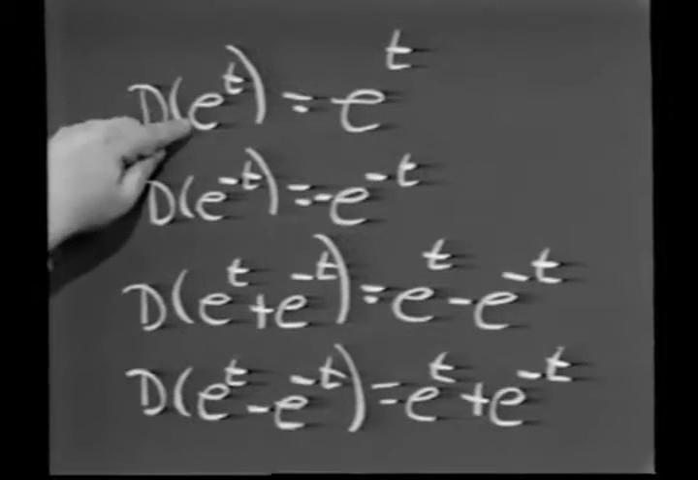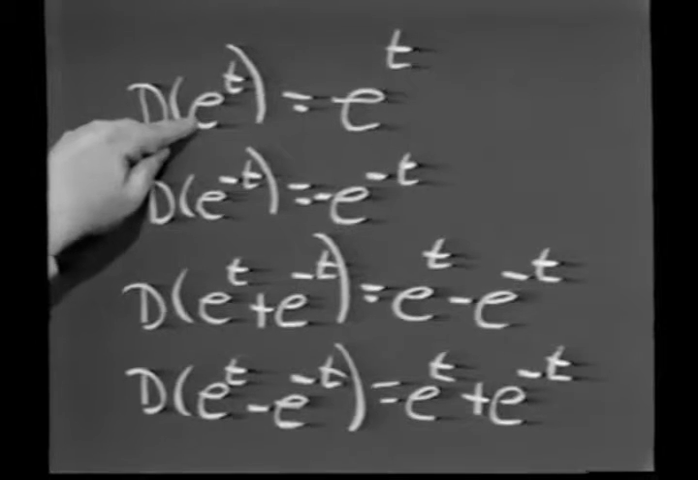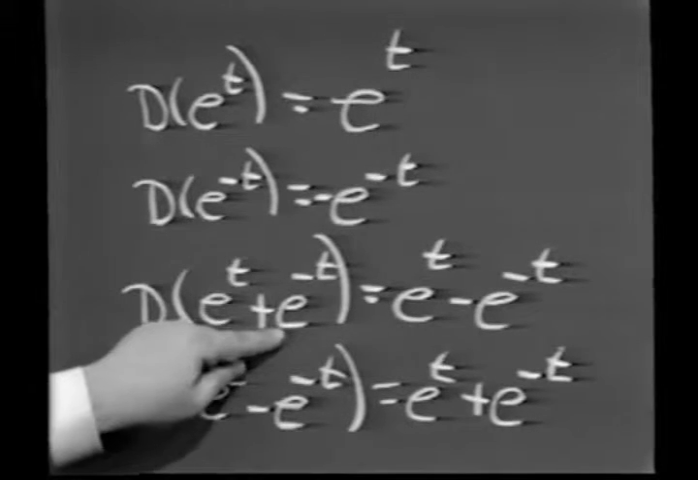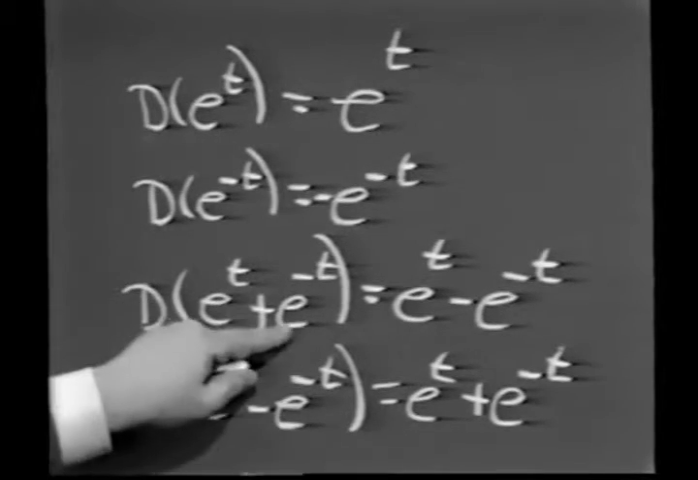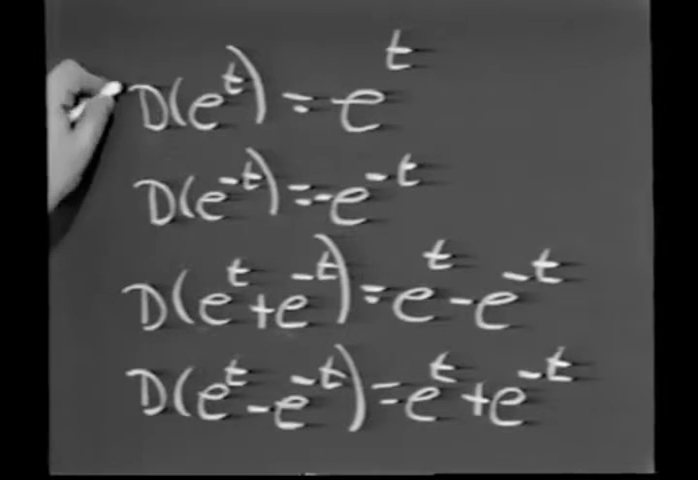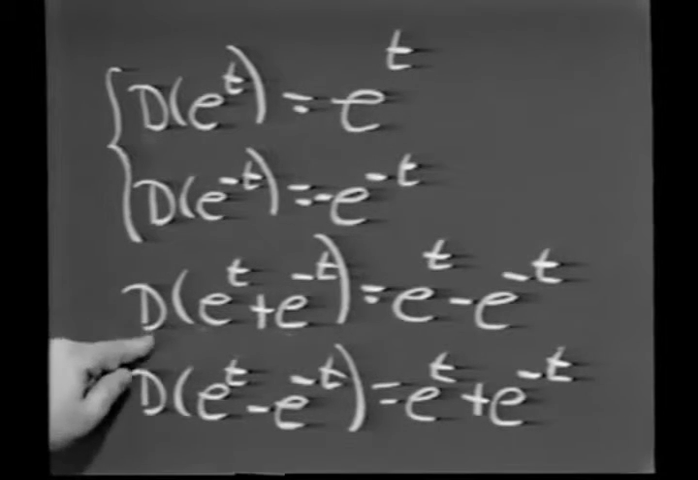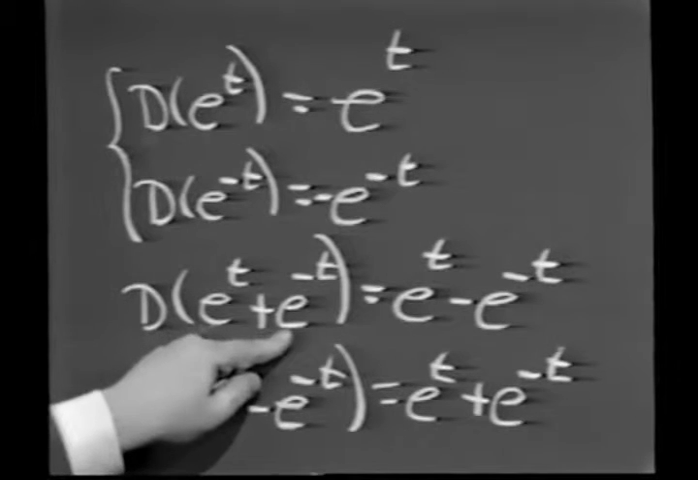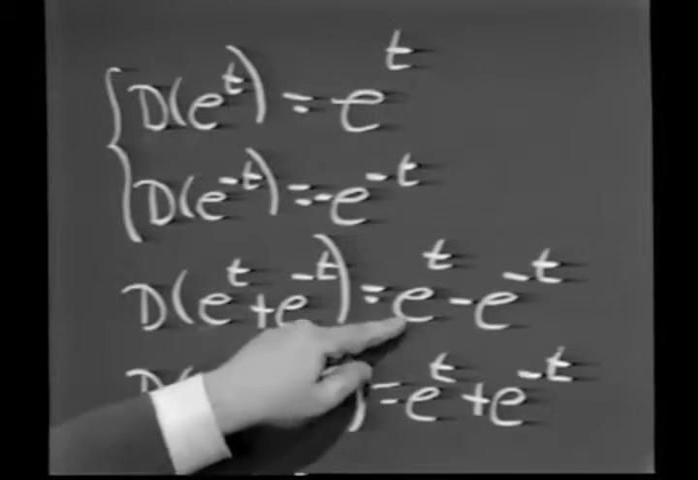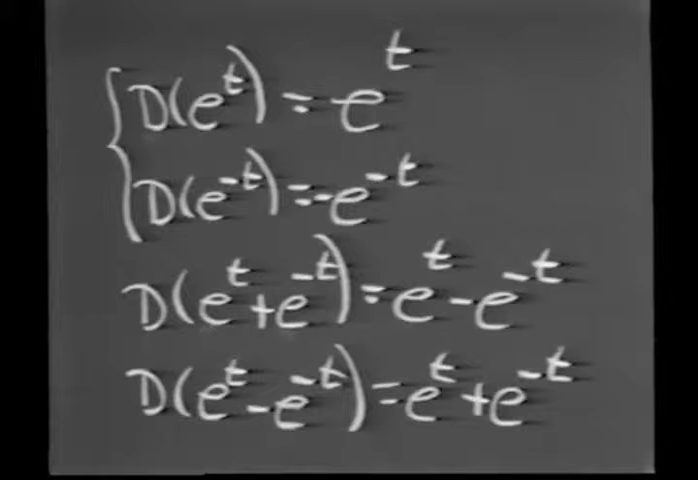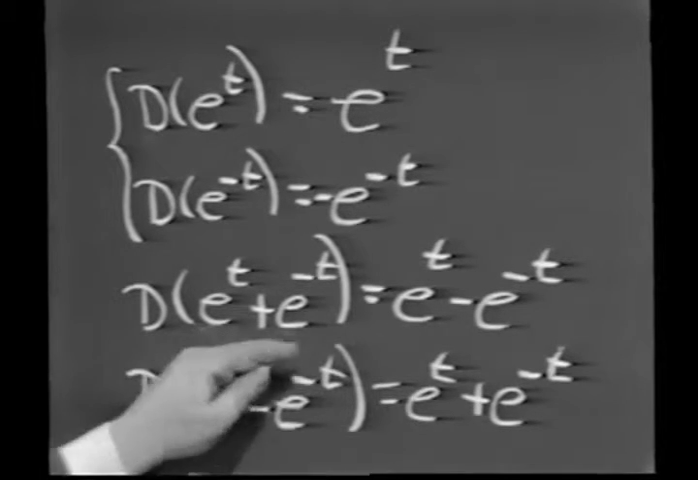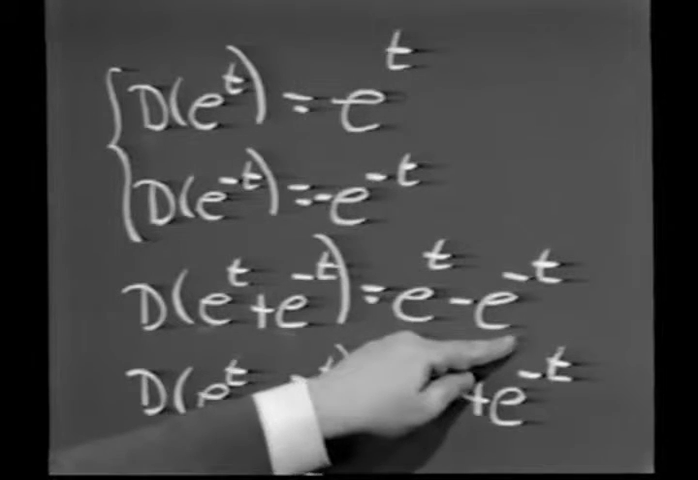Notice that if I now construct a new function, e to the t plus e to the minus t, since the derivative of a sum is the sum of the derivatives, this result tells me that the derivative of e to the t plus e to the minus t with respect to t is e to the t minus e to the minus t. Okay? Now, let me do this operation once again.